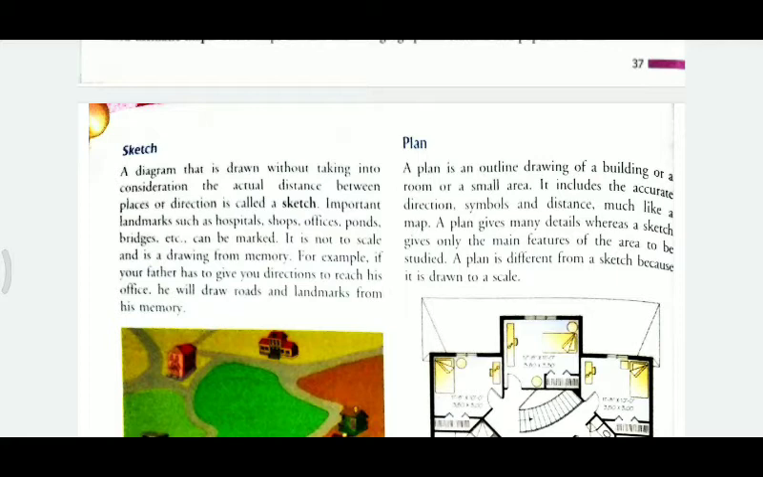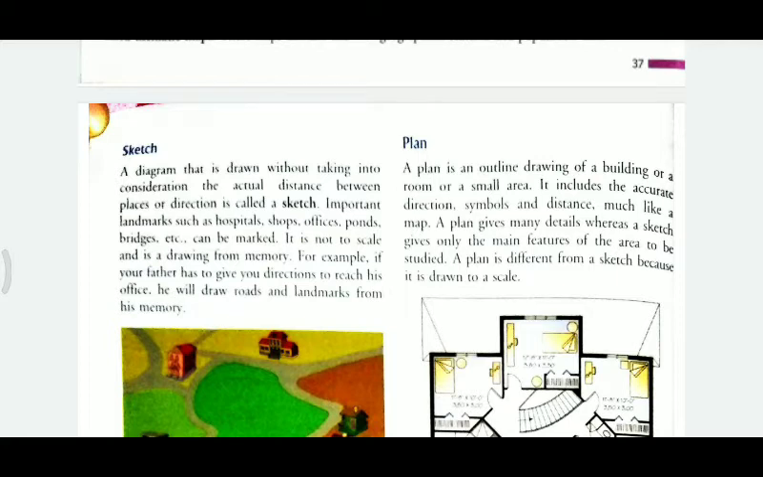In a sketch, important landmarks such as hospitals, shops, offices, ponds, bridges can be marked. So dear student, the important things related to sketch are: sketches are not based on scale. Okay, and another important thing is it is based on memory.